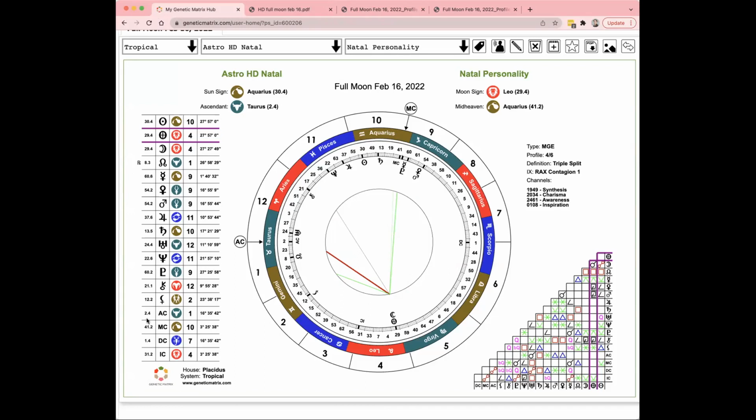What is even more powerful in this chart is that the nodes are right now in 14 and 8. In this chart, the only node that is in the chart is the north node, but automatically we know that the nodes are also programming partners. So when the north node is in the 8, the south node is going to be in the 14.